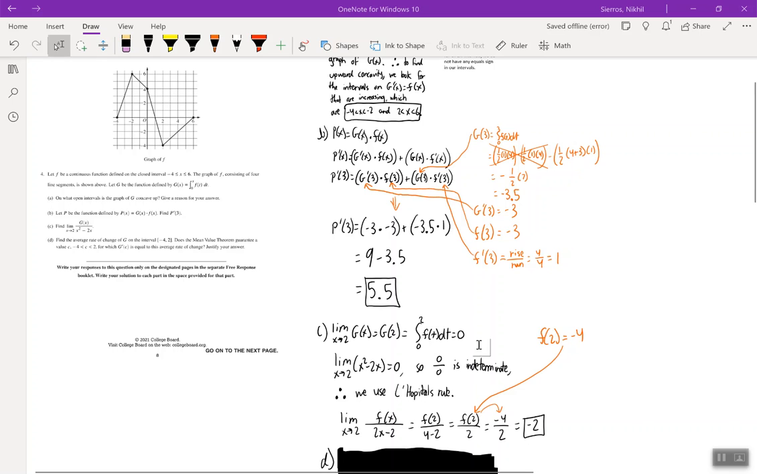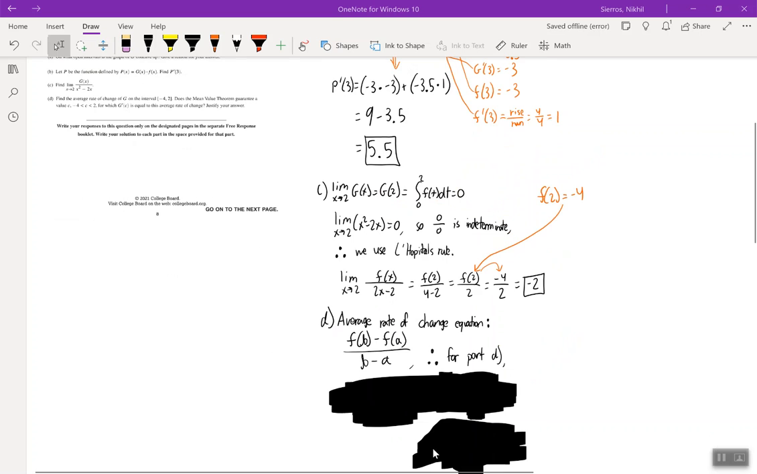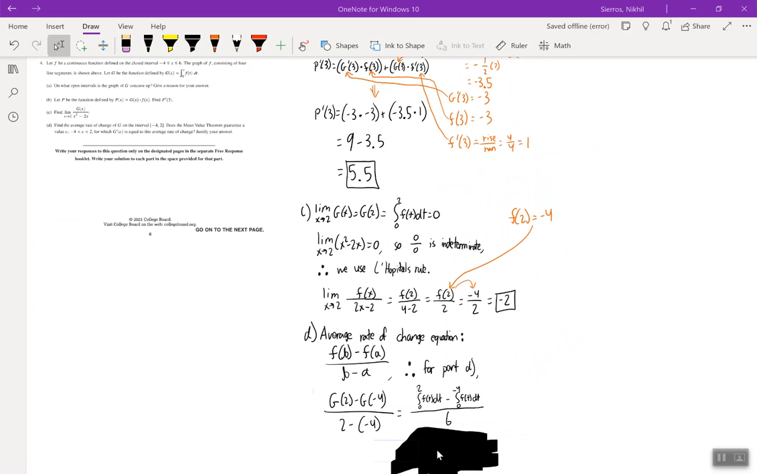And finally, part D asks, find the average rate of change of g on the interval negative 4, 2. Does the mean value theorem guarantee a value c, negative 4 less than c less than 2, for which g prime of c is equal to this average rate of change? Justify your answer. Now, our general equation for the average rate of change is f of b minus f of a over b minus a. So therefore, for part D, we're going to apply our interval negative 4 less than or equal to x less than or equal to 2, this interval here, into our formula here.